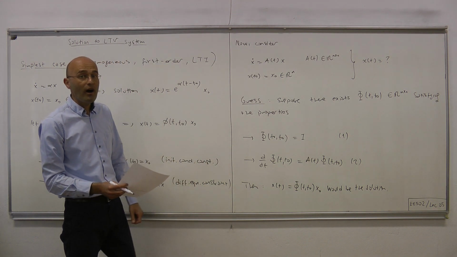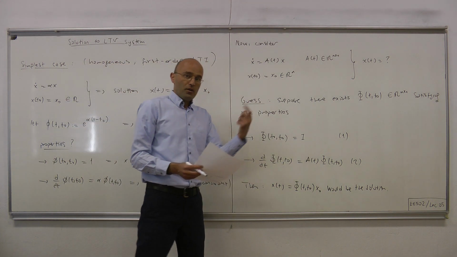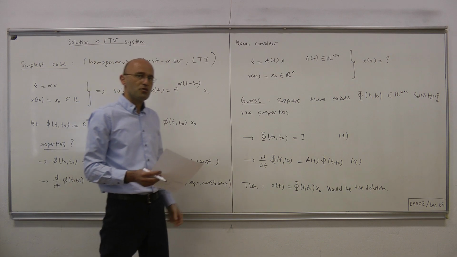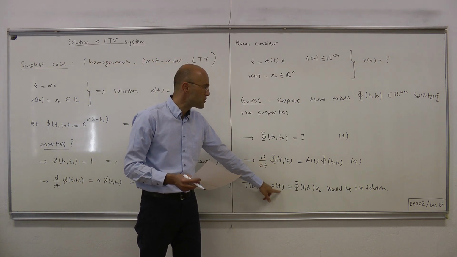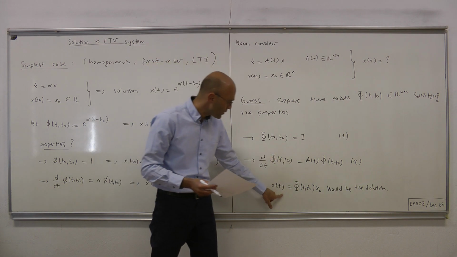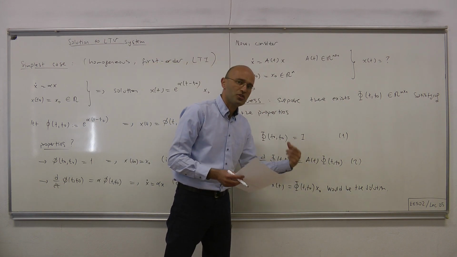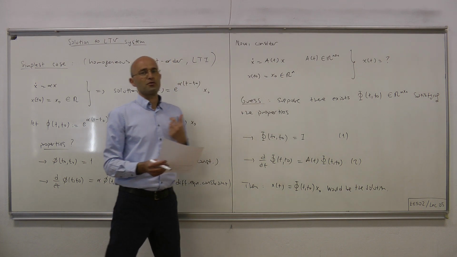It's very easy to see why this will be the solution. In order for a candidate to be the solution, it should satisfy two constraints, the initial condition constraint and the differential equation. Let's see if it satisfies. Plug in t equals t0, this matrix becomes identity. Then what we have is identity times x0, which is x0. Therefore, the initial condition constraint is satisfied.